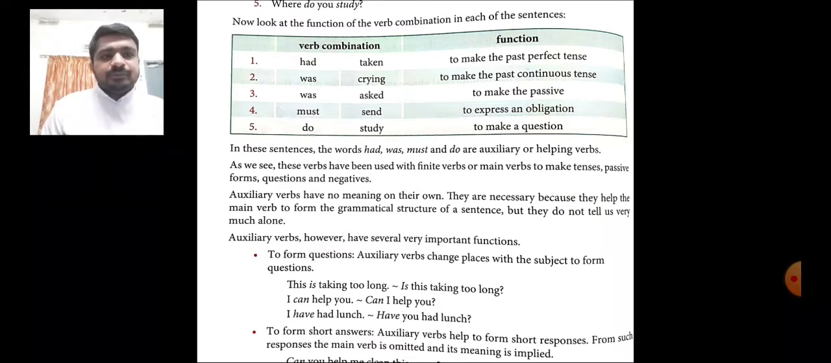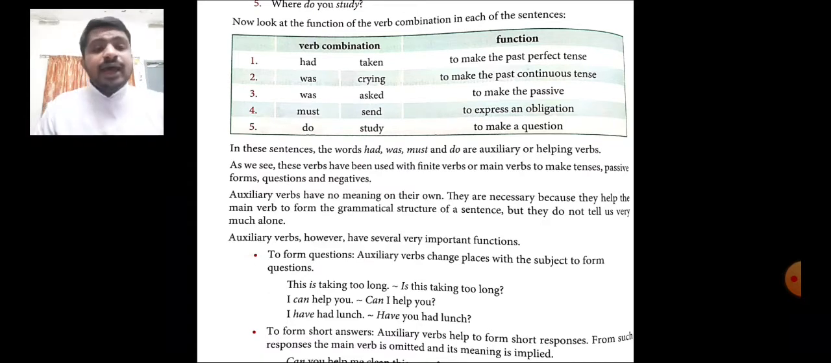First, the functions. The first function is to form questions. Auxiliary verbs change places with the subject to form questions. For example, this is taking too long. Is this taking too long? I can help you. Can I help you?